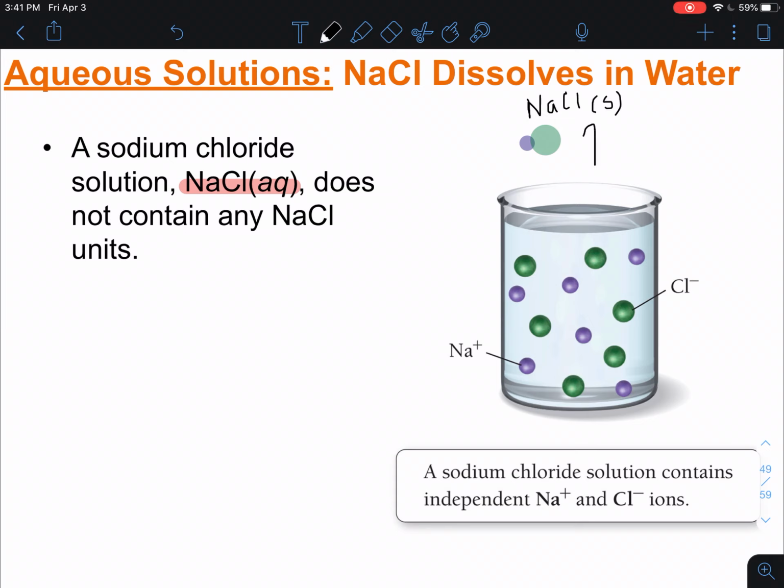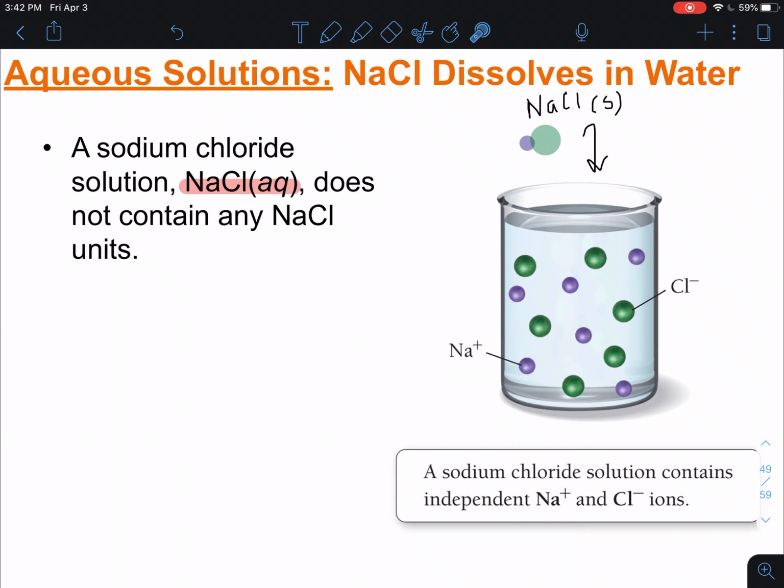But then when we put it in water, this breaks up. The electrostatic interaction that holds the cations and anions together is broken up, they're dissolved. Basically, water breaks that electrostatic interaction and separates the chloride anions from the sodium cations. Our solid sodium chloride is dissolved in water. That's what dissolving is, and it becomes NaCl subscript AQ.